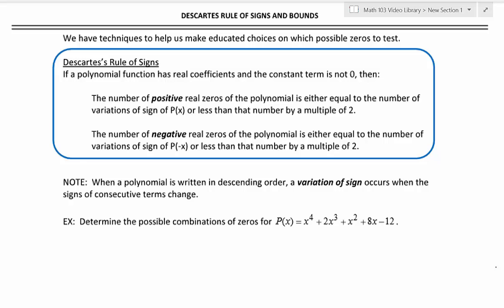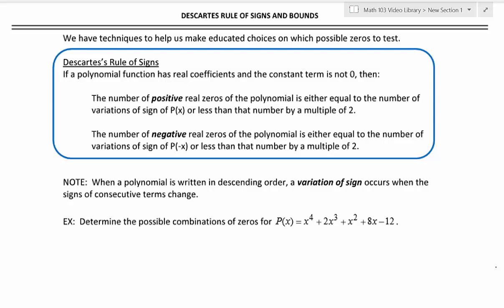This video discusses Descartes' rule of signs and upper and lower bound rules. These two techniques are techniques to help us make educated choices on which of our possible rational zeros to test. It's possible that we could have a list of 40 numbers, 100 numbers. We don't want to have to do synthetic division for 100 numbers, so if we can narrow down the list, that would be really beneficial to us.